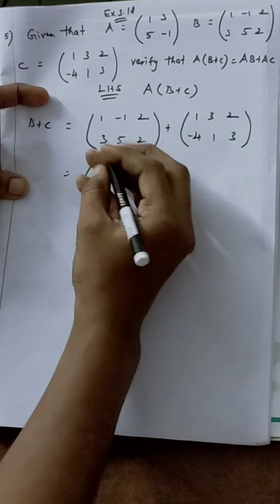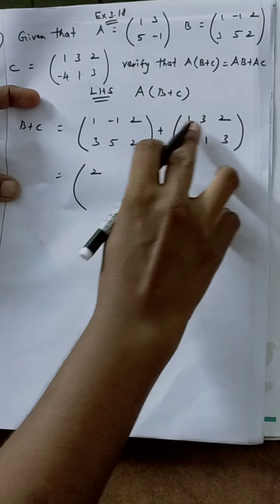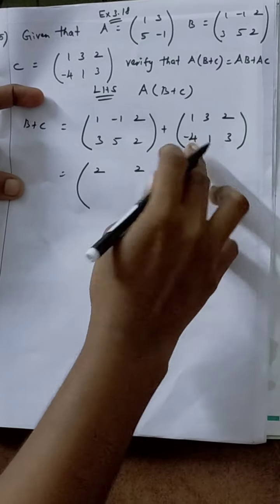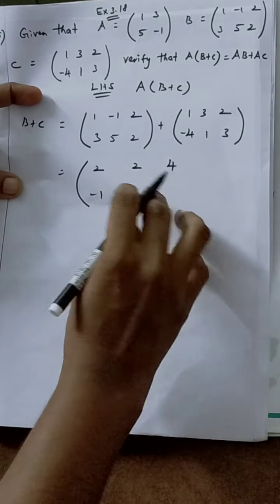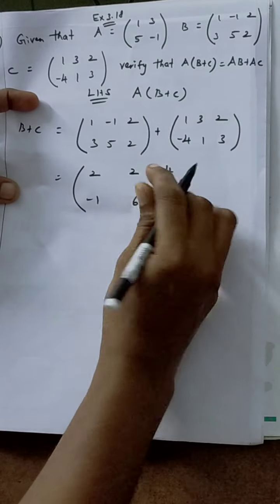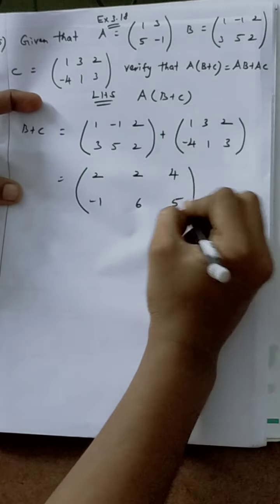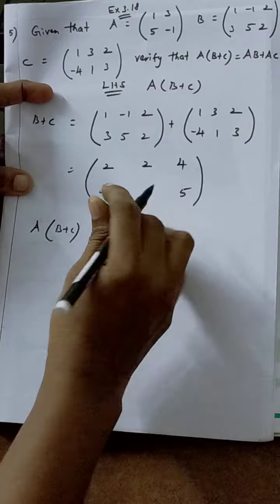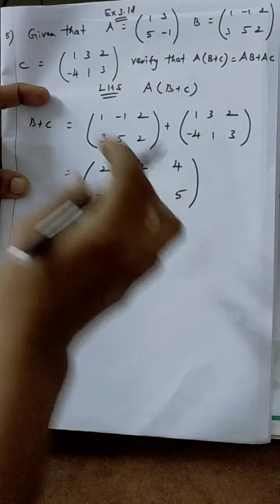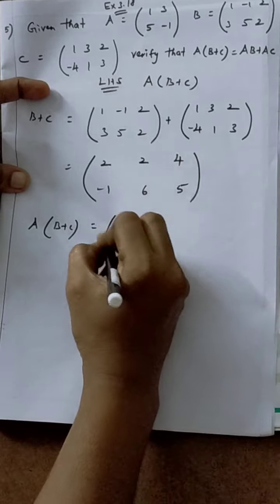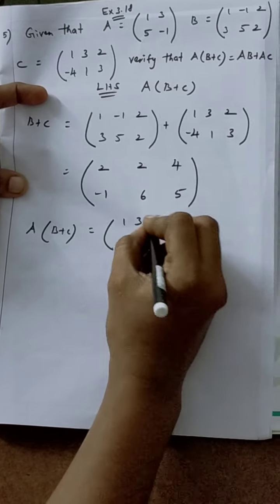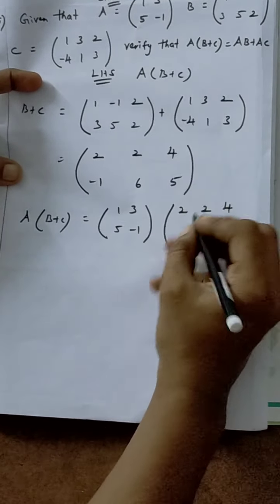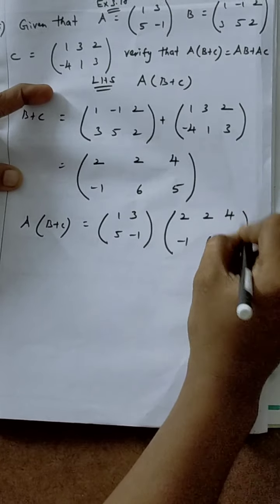So 1 plus 1 equal to 2. Then minus 1 plus 3 is 2. 2 plus 2 is 4. 3 minus 4 is minus 1, the bigger number's sign. 5 plus 1 is 6. 2 plus 3 is 5. And the next step is A matrix into within bracket B plus C matrix elements. So what is the A matrix? 1, 3, 5, minus 1, into what is the B plus C matrix elements? 2, 2, 4, minus 1, 6, 5.